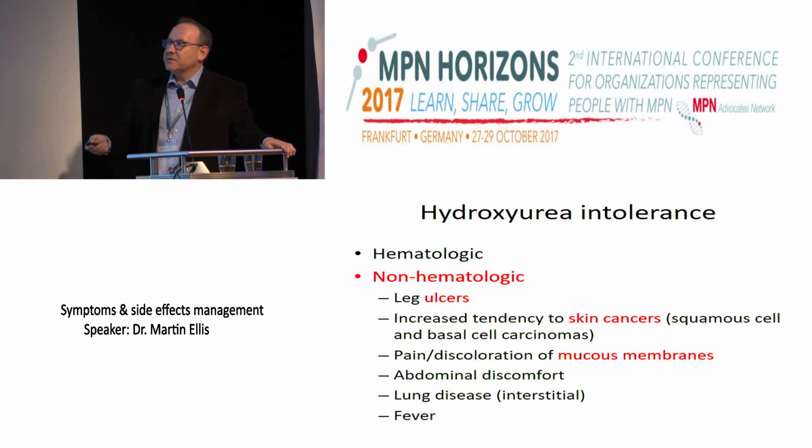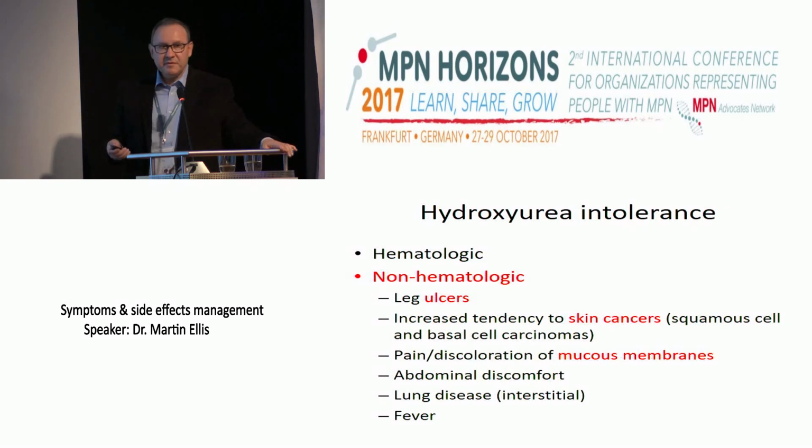There's this increased tendency to skin cancers that I mentioned. A lot of patients will complain of a painful mouth, tongue, mucous membranes of the mouth, basically, and there can be some discoloration as well, which I'll show you. Hydroxyurea can cause ill-defined abdominal discomfort. It's very, very rarely associated with a form of lung disease called interstitial lung disease, and then it's well known that hydroxyurea can cause fever, and sometimes it's a first dose effect where after taking 1 hydroxyurea tablet, a patient can have a 39 degrees Celsius temperature.